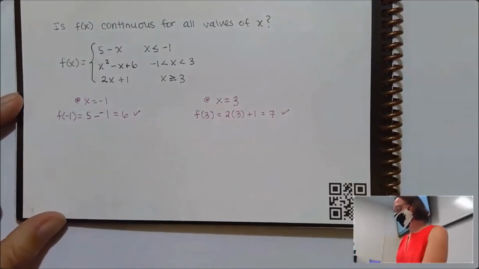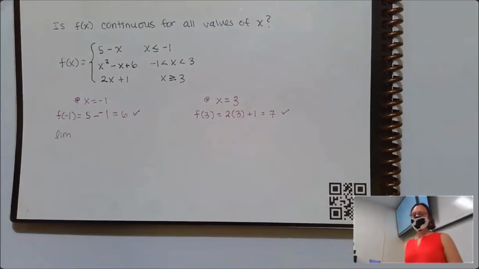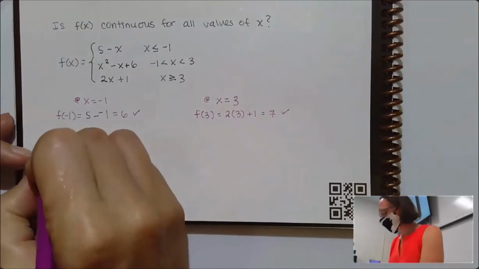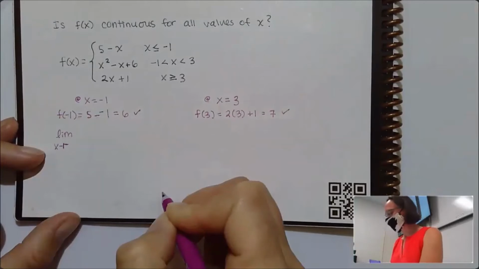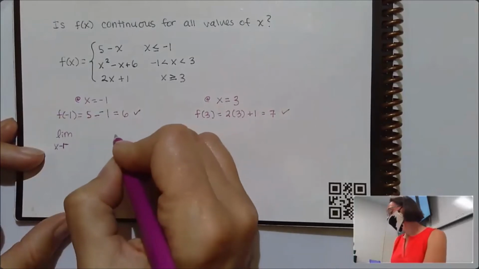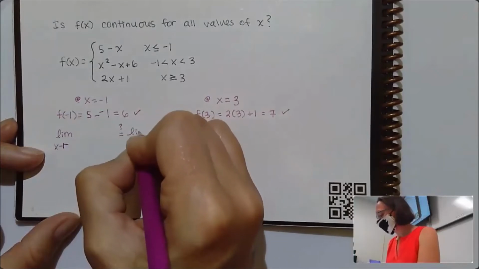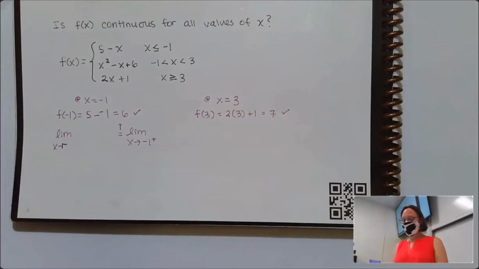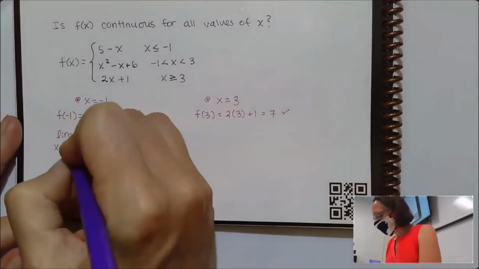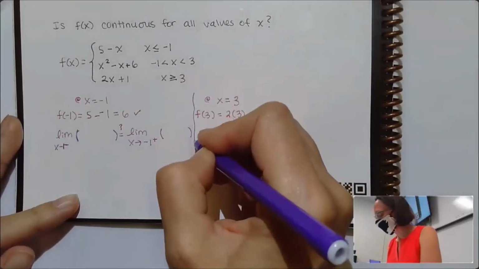The next piece of this, and you are being graded on notation, so the next piece of it really does need to have the limits. So we're going to check the limit as x approaches -1 from the left. And we need to know, is that the same as the limit as x approaches -1 from the right? And here I'm looking at two different parts of the function on the left and the right.